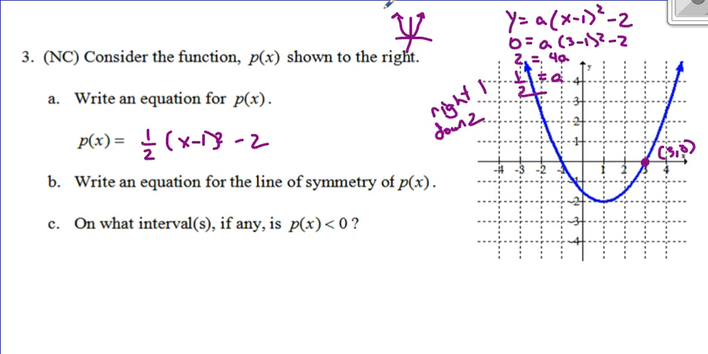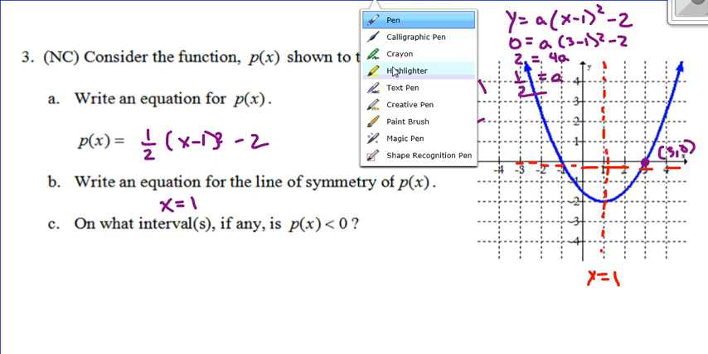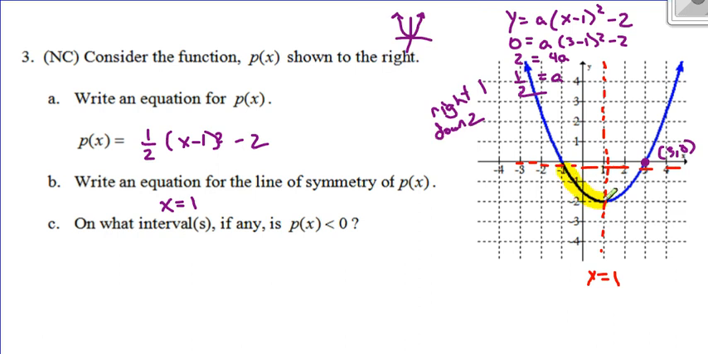My equation for my line of symmetry is going to be this vertical line right here. It's a line through x equals 1, so that is its equation, x equals 1. And it asks me, where is this thing less than 0? Well, this is where my y is 0, so it is less than 0 anytime it is below 0. And so that's going to be everywhere from -1 to 3.